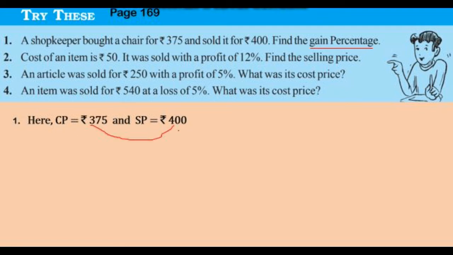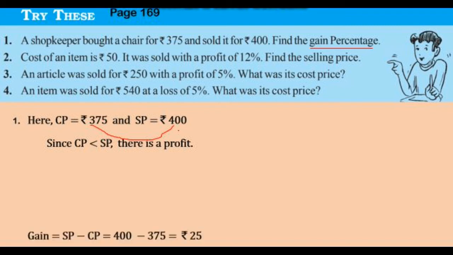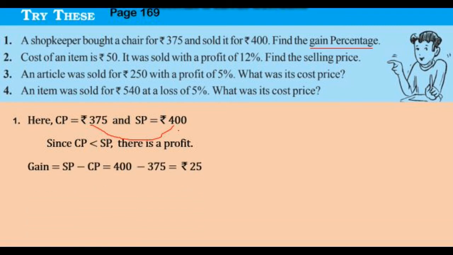Gain is profit percent. So how much profit is there? If cost price is less than the SP, there is a profit, right? How much profit? Just subtract 400 minus 375. It is 25 rupees profit. Now find the gain percentage. So gain percent is equal to, it has a formula, gain upon CP multiplied by 100. Gain we have already calculated, it is rupees 25.